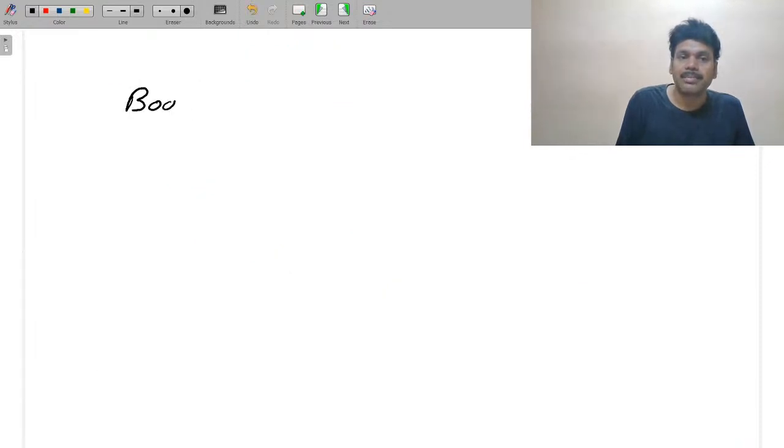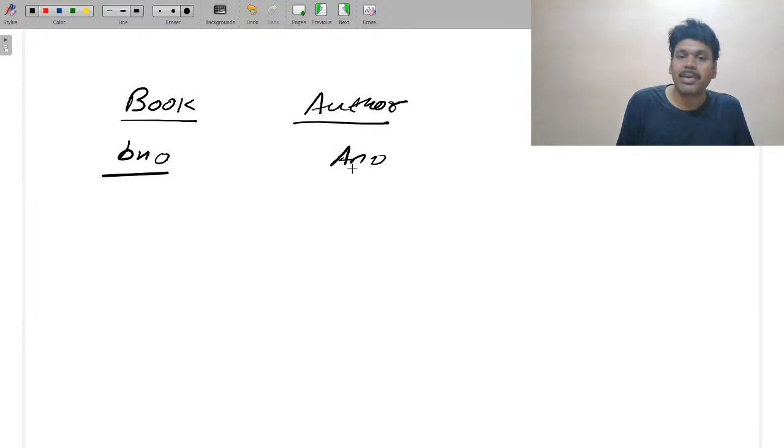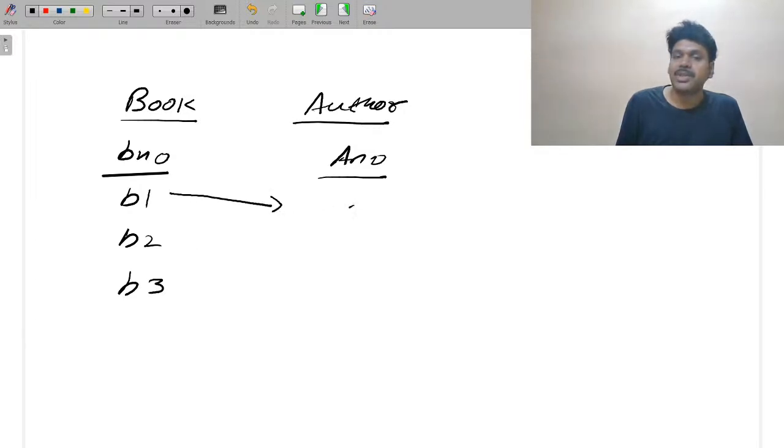This is the book. This is the author. This is the book number. This is the author number. Observe carefully. There are three books. Every book must have an author, otherwise it's invalid. So, book 1 is written by A1. Book 2 is written by A2.